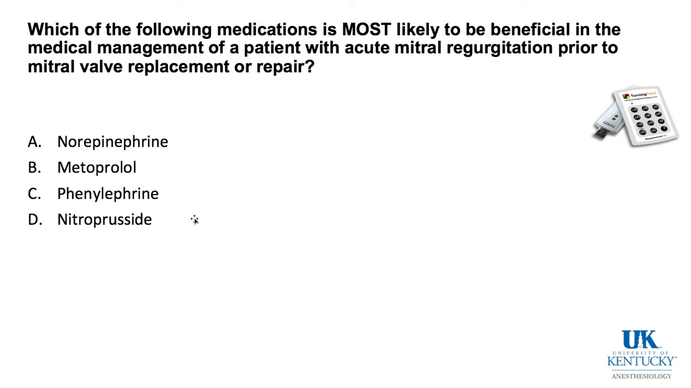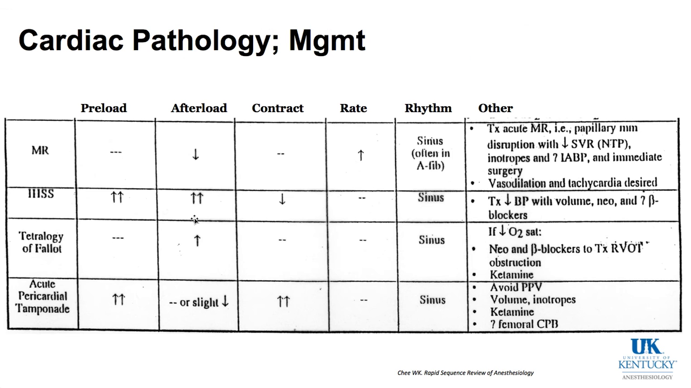Well, you don't want vascular resistance to go up, or MR will increase, so norepinephrine's not a great choice. You don't want them slow, so metoprolol would be a bad choice. Phenylephrine would raise systemic vascular resistance also. Nitroprusside, a vasodilator, classically is one that could drop SVR and reduce MR until you can get the patient to the operating room to repair or replace the valve. So in MR, we want afterload down. Nitroprusside, the vasodilator, could do that. We want them relatively tachycardic and in sinus, if at all possible.